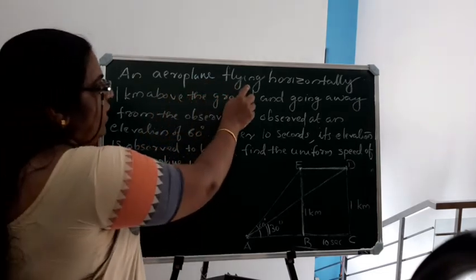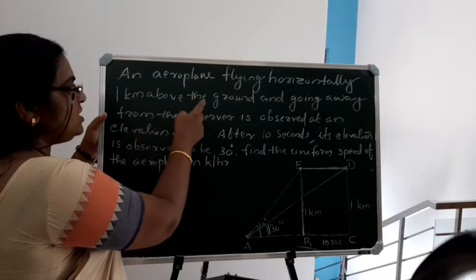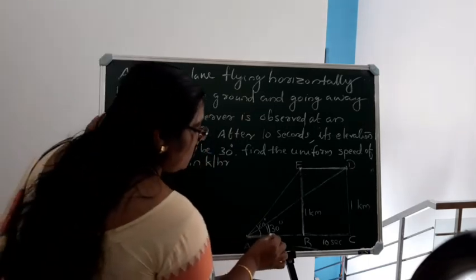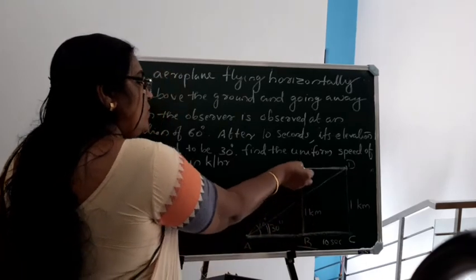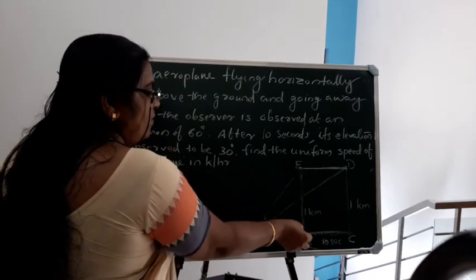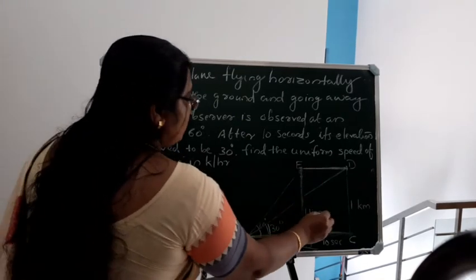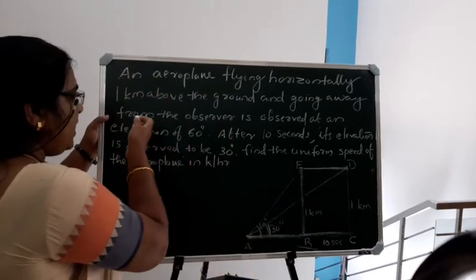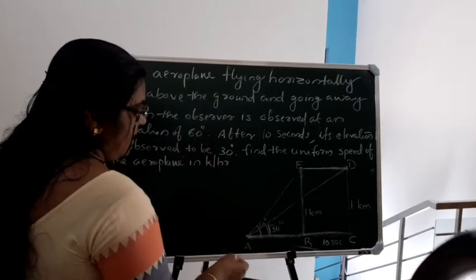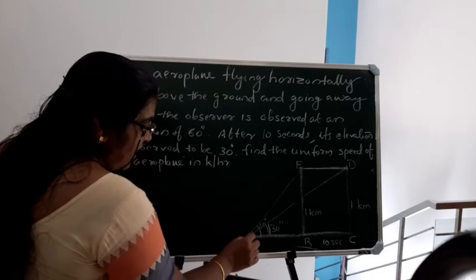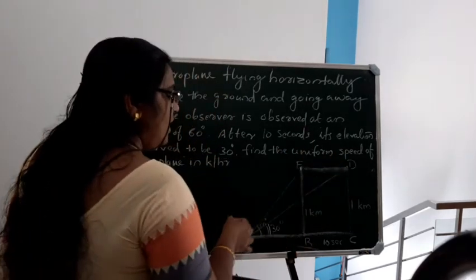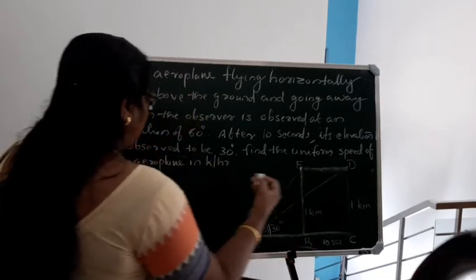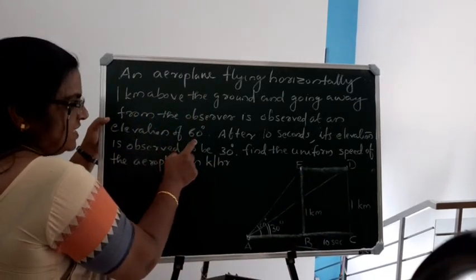An aeroplane flying horizontally 1 kilometer above the ground. This is ground level. The aeroplane is flying 1 kilometer above, so this distance is 1 kilometer. And going away from the observer. One observer is standing here and the aeroplane is flying horizontally, moving away from the observer, at an elevation of 60 degrees.